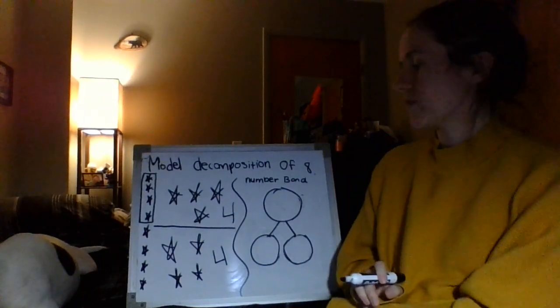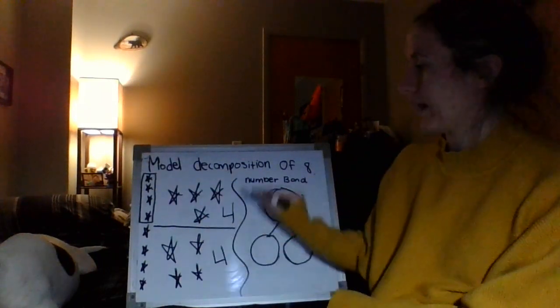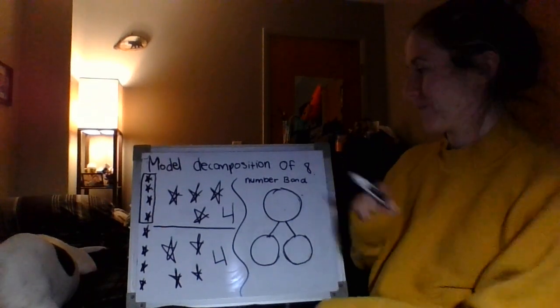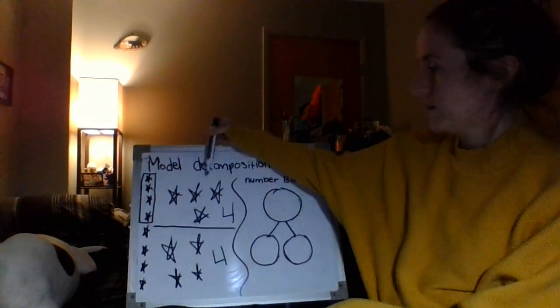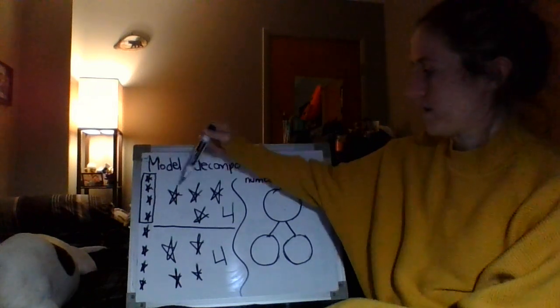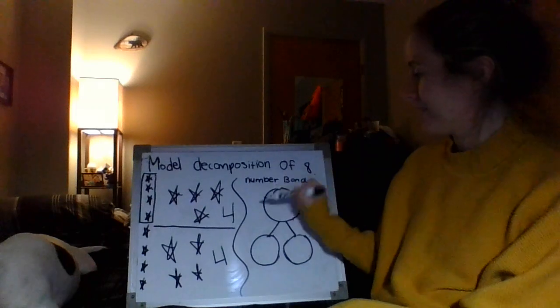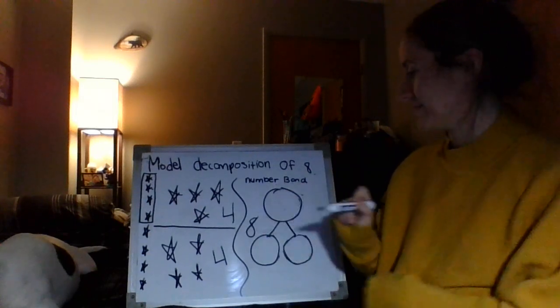And how many stars do we have all together? Let's count that. See if we were right. What you said, let's see if we're right. Count these with me. 1, 2, 3, 4, 5, 6, 7, 8. So we have 8 stars all together.